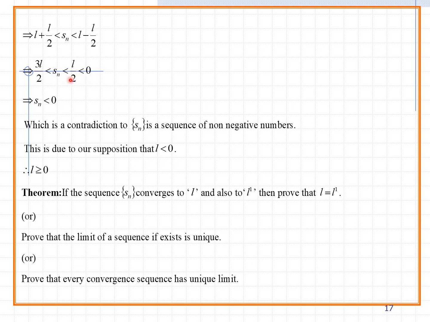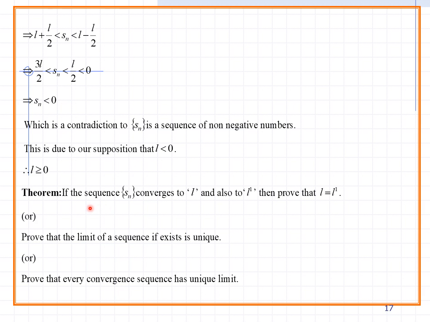So let us see this. Sn is greater than 0, which is a contradiction. They said the sequence is non-negative, but you are taking a negative value. So this is a contradiction to Sn being a sequence of non-negative numbers. This is due to our supposition that L is less than 0. So therefore L is greater than or equal to 0. You took negative values, but the supposition is wrong. Our assumption is wrong. It is only the non-negative numbers, so you get a positive value. So therefore L is greater than or equal to 0.